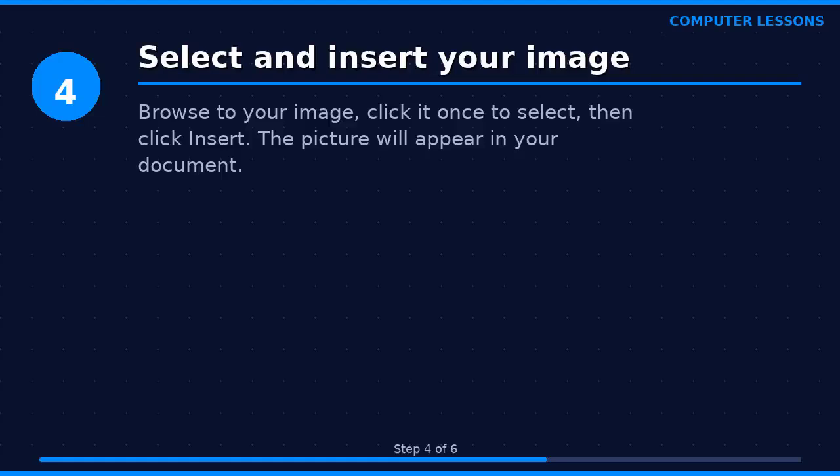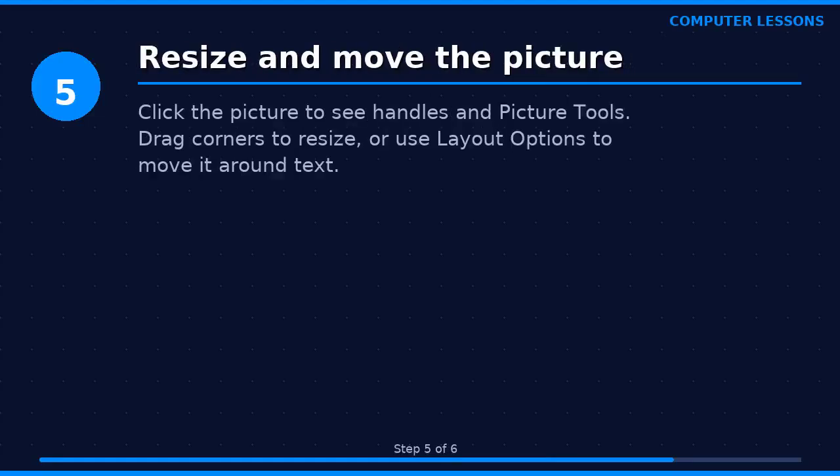Step 5. To adjust the picture, click on it once. You'll see little circles or squares around the edges. Drag a corner to make the image larger or smaller while keeping its shape. If you want the text to wrap around or if you want to move the image freely, click the Layout Options icon next to the picture and choose the wrapping style that works best for your document.